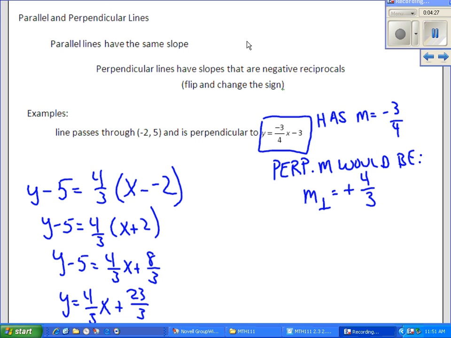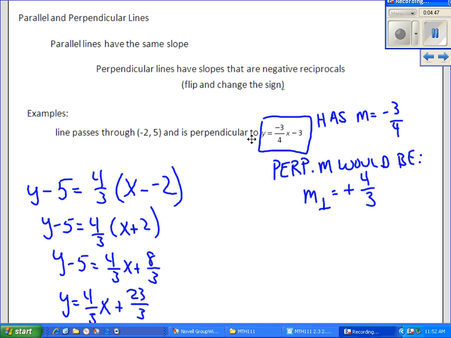Parallel lines are two lines with the same slope, so m1 equals m2. For perpendicular lines, the slopes are what we call negative reciprocals of each other. So if you took one of the slopes, flipped it over, and changed the sign, that would give you the negative reciprocal.